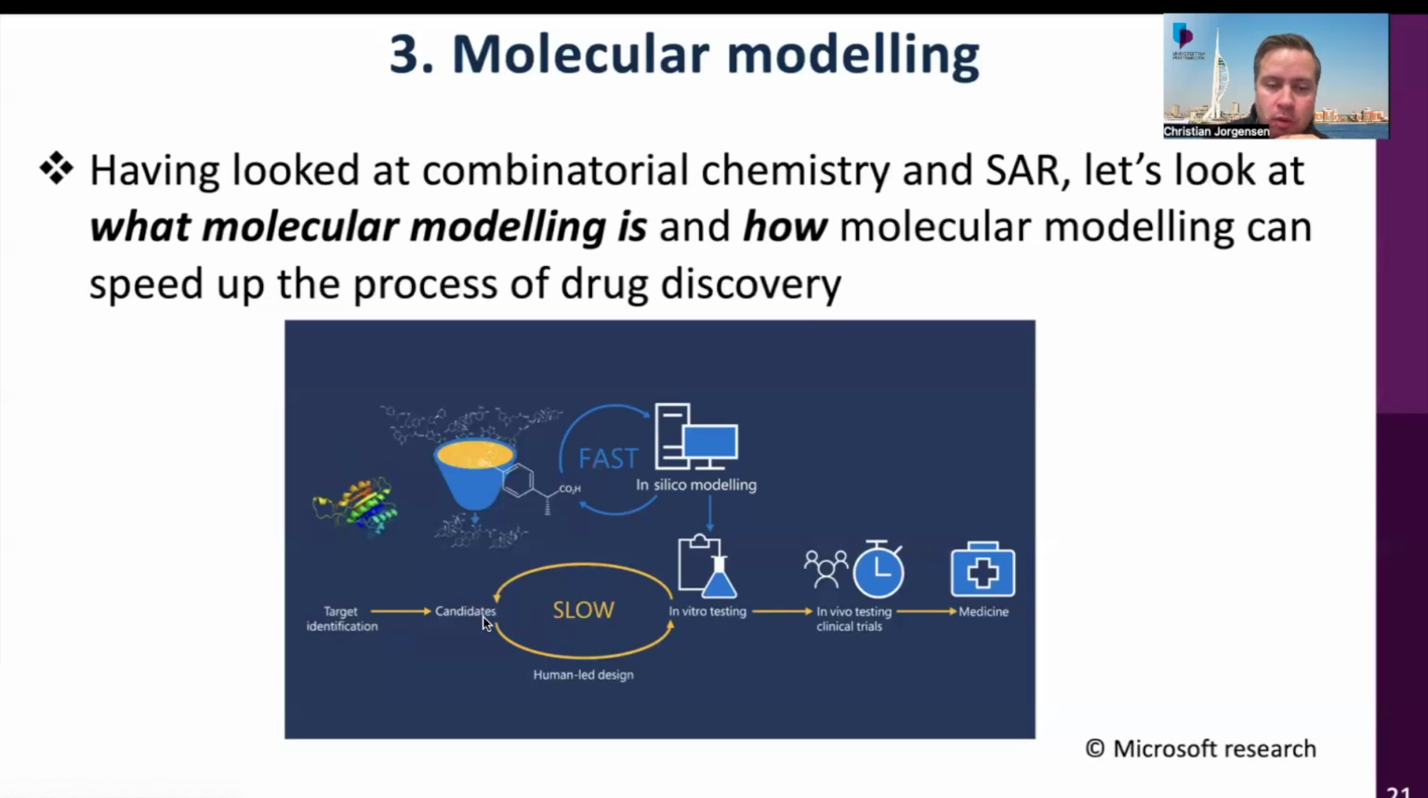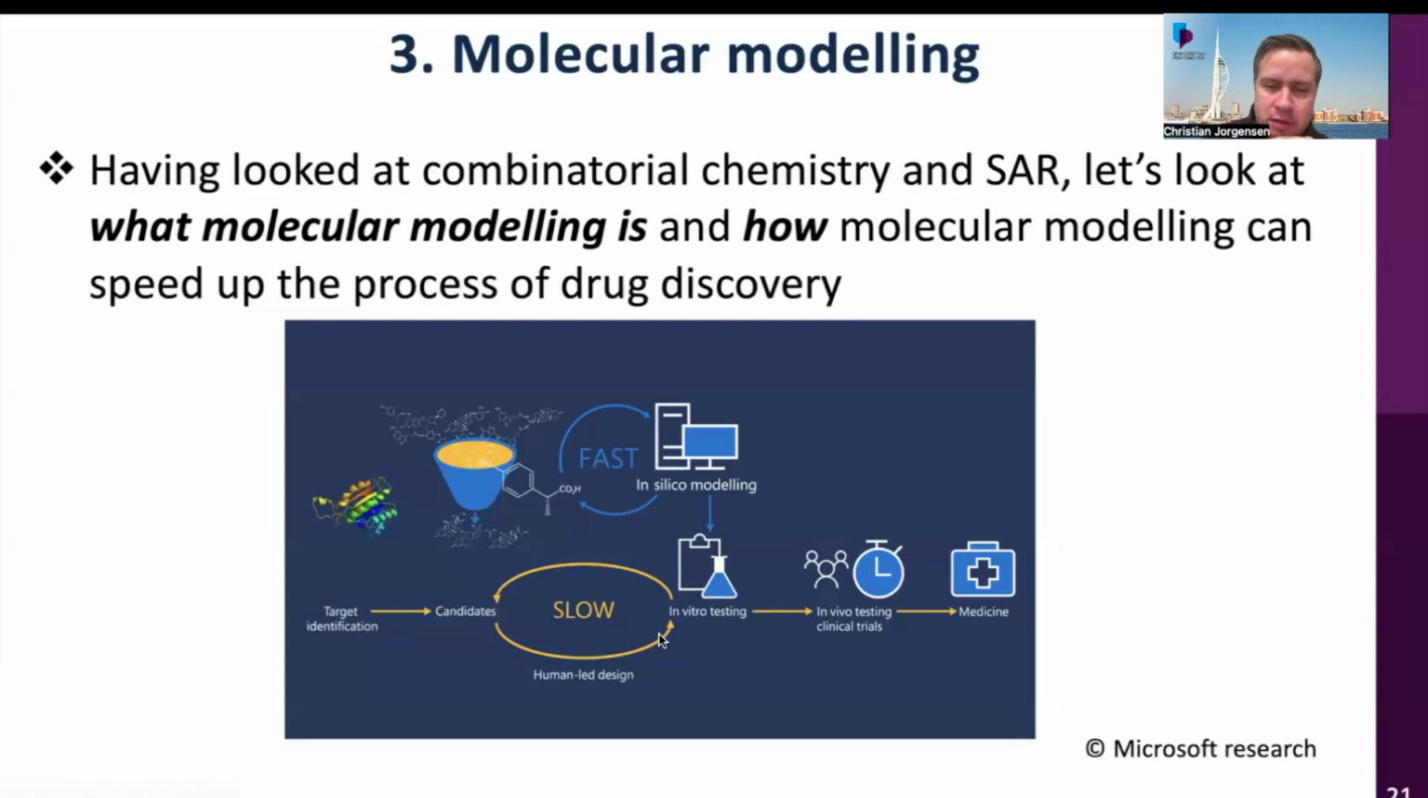Now, this cycle between proposing a target and testing it is very slow when it's led by humans. It's very, very slow. It's what we talked about earlier. The conventional pipeline is very slow.